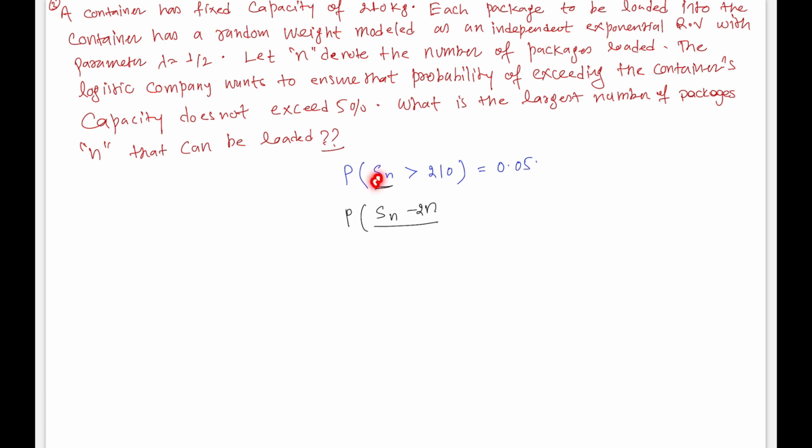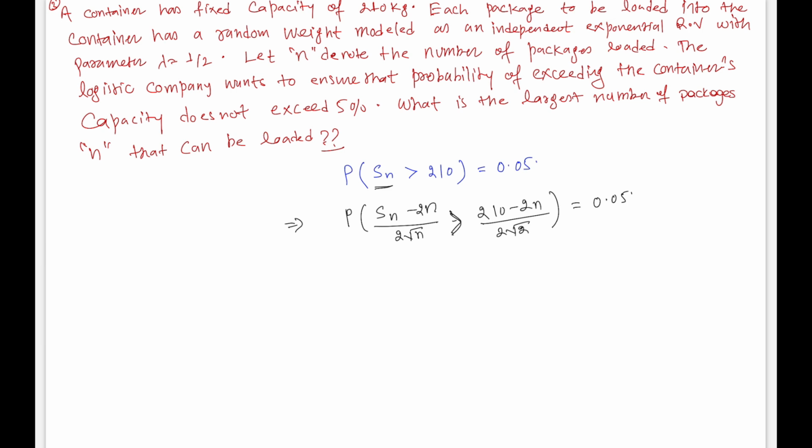the overall expectation of the sum would be 2 times n, divided by the standard deviation of this. So the standard deviation would be root over 2n. I think you would be able to find the standard deviation of this random variable Sn, and we have already done this for the last 2 problems. We do this on both sides: subtract 2n and divide by 2 root n, and that should be equal to 0.05.